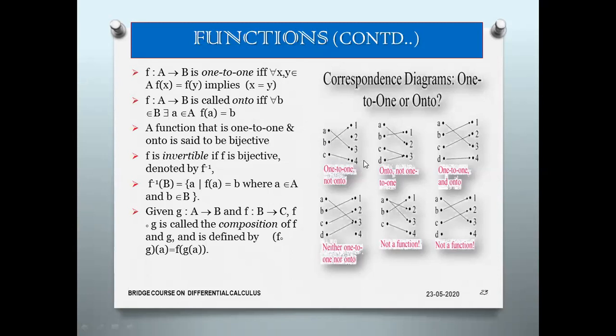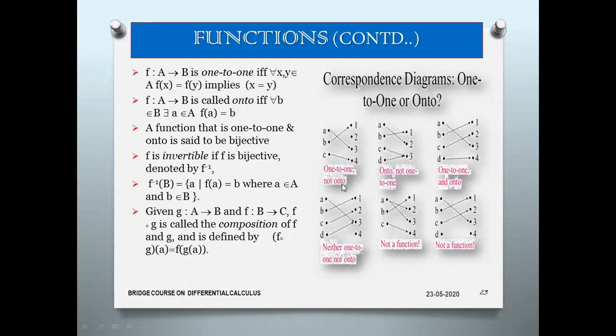Okay. Now if you take one example, f of x is equal to x square. x is from the domain set and x squared is from the codomain. If you put x equal to 2, you will get 4. So for 2, 4 is the image. Now suppose x is equal to minus 2, then in the codomain it will map onto 4 again. So two elements have got the same image. That is not a one-to-one function.